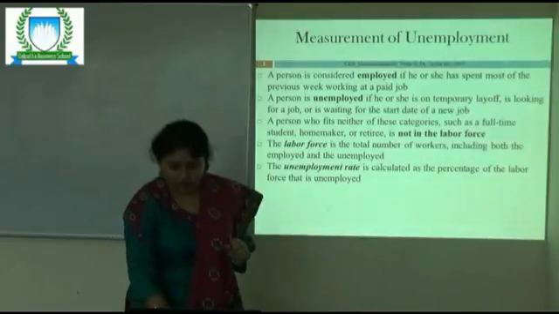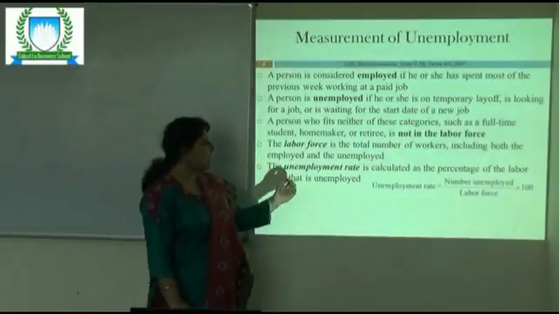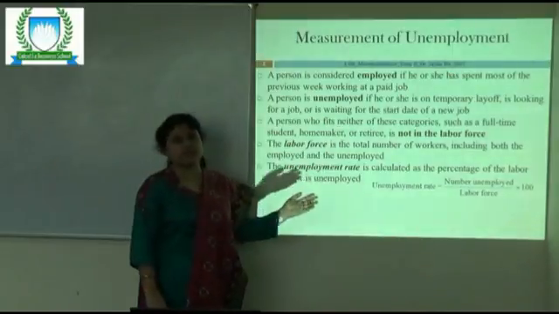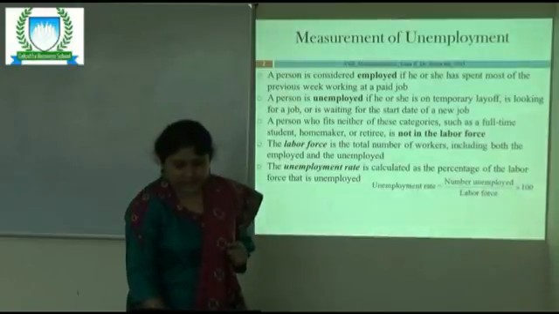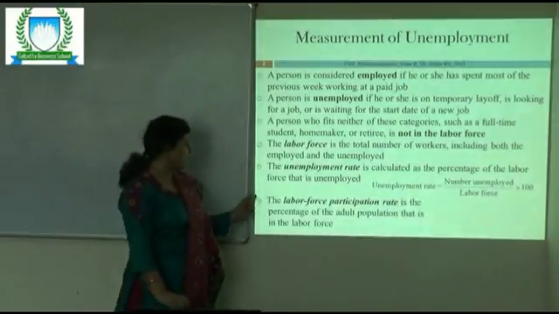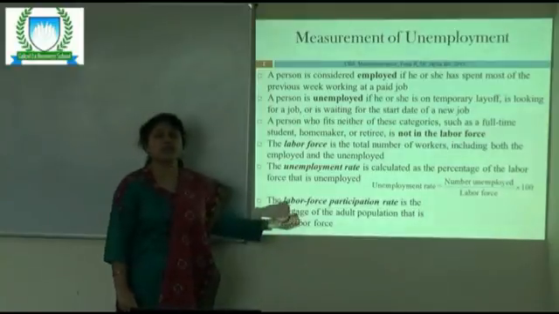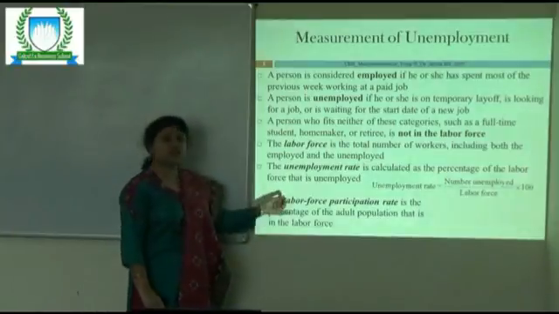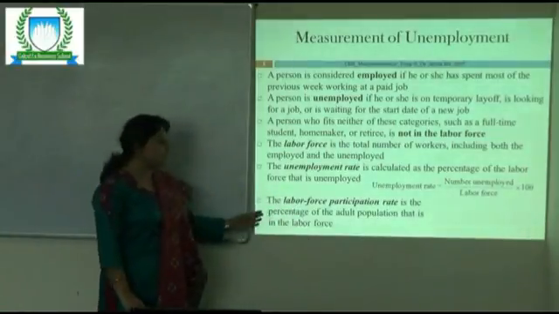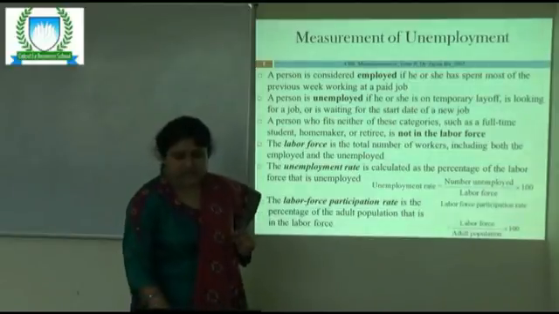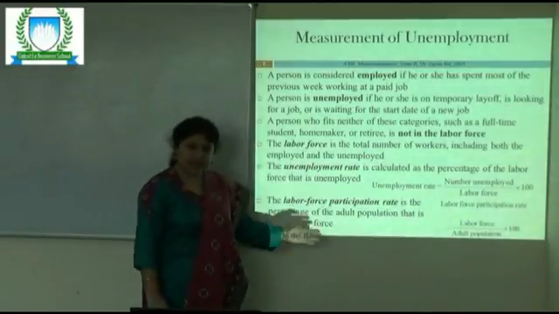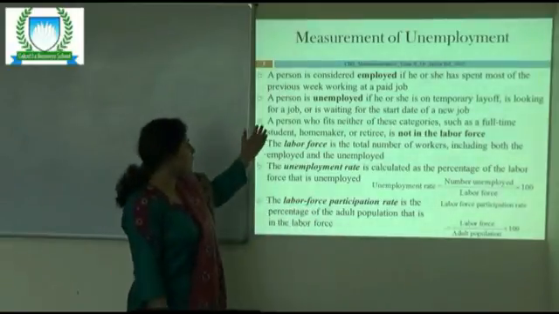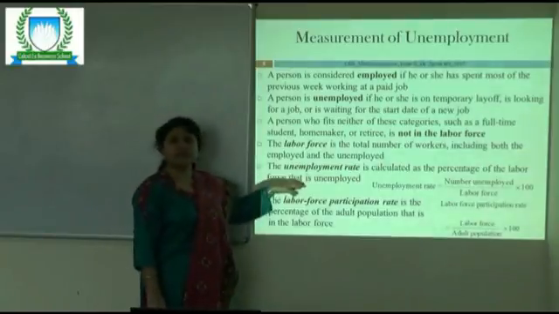So how will the formula look? The formula looks like this: unemployment rate equals number unemployed divided by labor force, into 100. And you have to remember another thing, that is the labor force participation rate. The labor force participation rate is defined as the percentage of the adult population that is in the labor force, and its formula is labor force divided by adult population, into 100. Okay, now we have the definition of unemployment and also how we can measure unemployment.